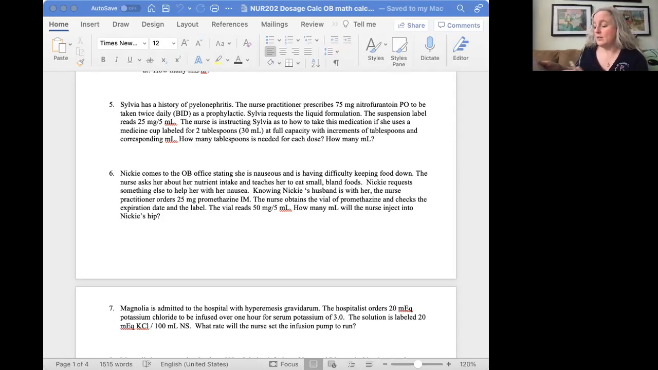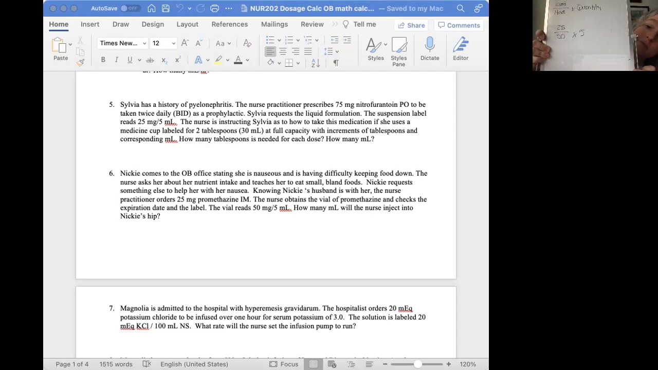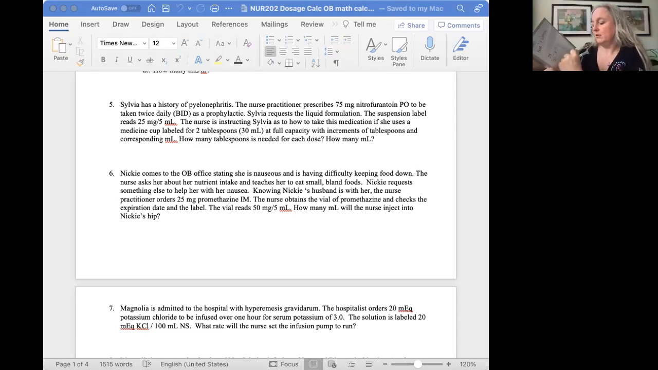So again, what we want over what we have and the quantity that it's in. Want over have times the quantity. So what we want is 25. What we have is 50, and it's in 5 milliliters. So 25 divided by 50.